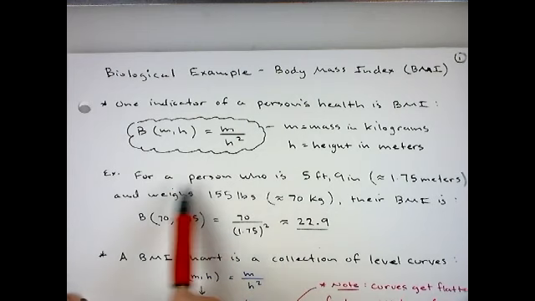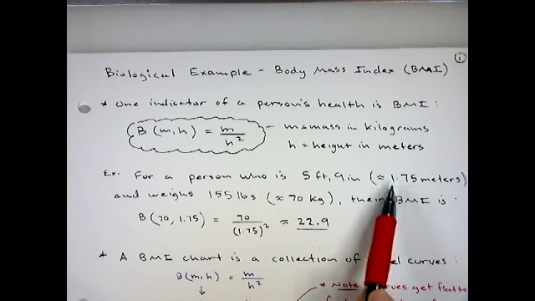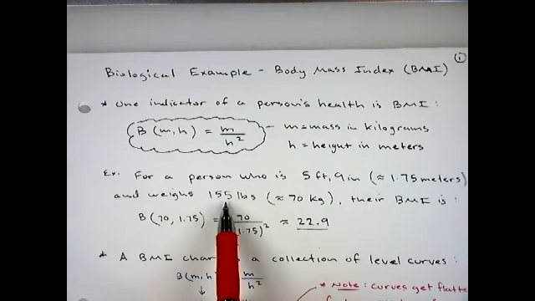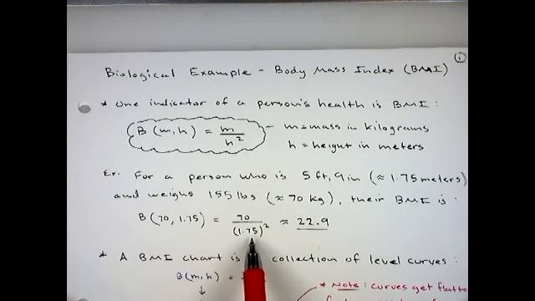So for example, if you had a person who was 5'9", which is about 1.75 meters, and weighs 155 pounds, which is about 70 kilograms, their BMI, if you plug that into this formula, would be 70 over 1.75 squared, which is about 22.9.